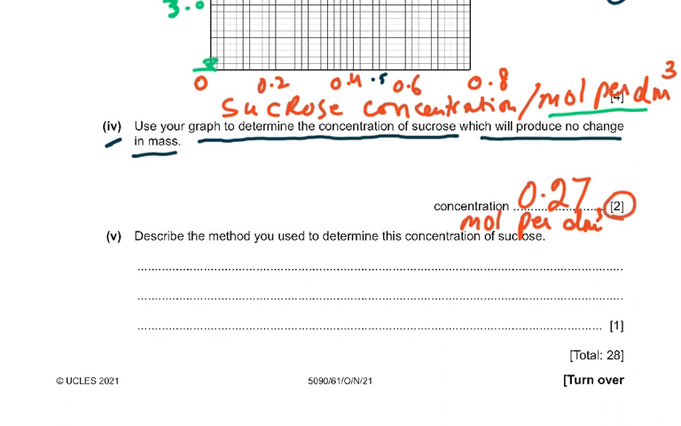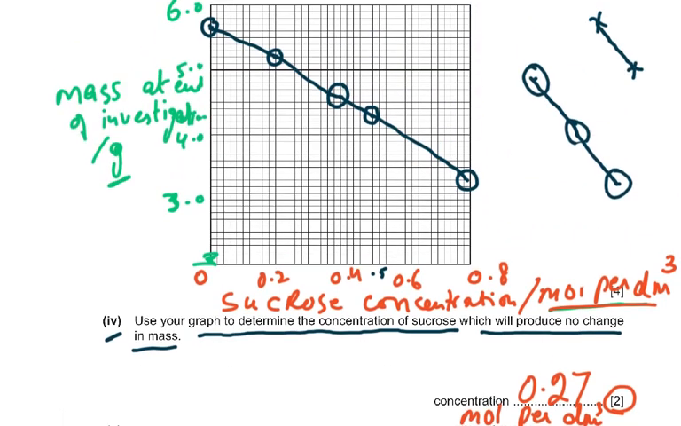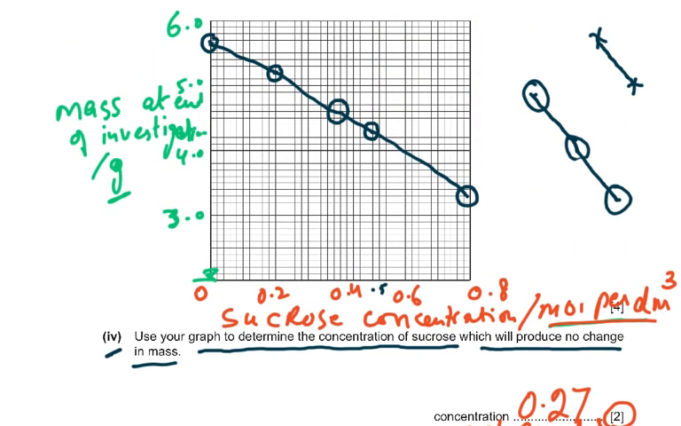The 2 marks are for what? One is for the units. So 0.27 mole per dm cube. But how did you figure this out? Describe the method you used to determine the concentration of sucrose. Well, it was very simple. You had to go to the 5 gram. Now you go on to the 5 gram of the graph. So this is here, you would have gone on to this. And you would just make a line here where it touches it, and then you would read it off on the x-axis. This is where you would read it.